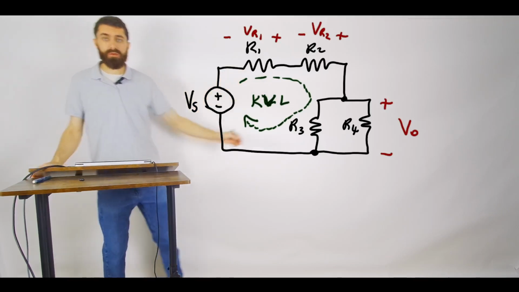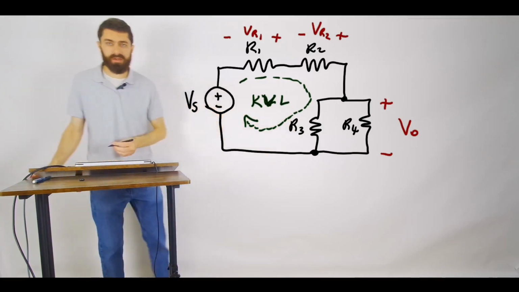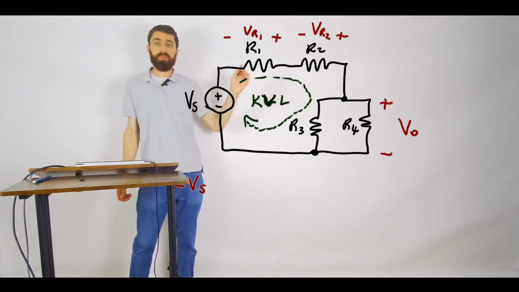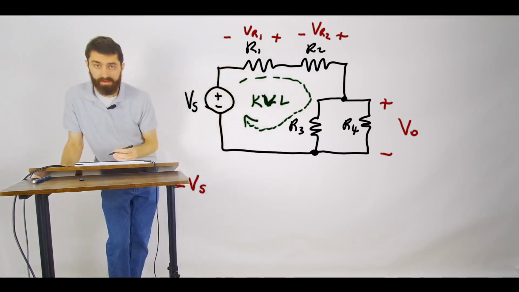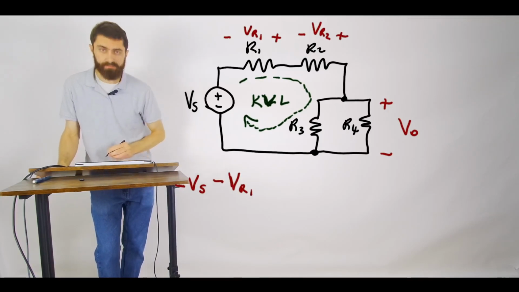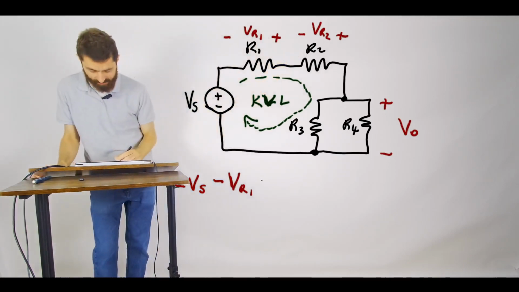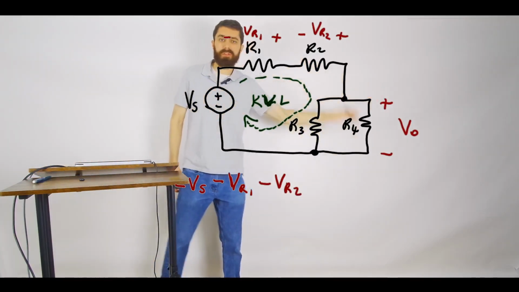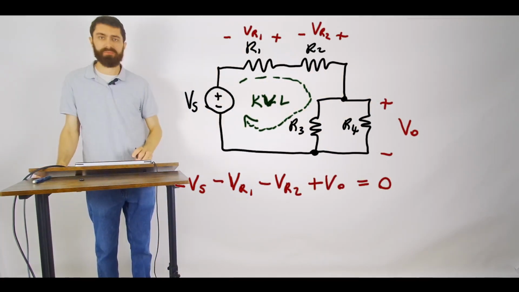So going around the voltage loop, the first sign that you hit is the sign of the voltage in your summation term. We hit a minus sign here, so that's going to be minus Vs. Then we come around and hit a minus sign here, so that's minus VR1. Then we continue around the loop and hit a minus sign here, so that's minus VR2. And then we go around and hit a plus sign here with our V0. So that will be plus V0 is equal to 0.